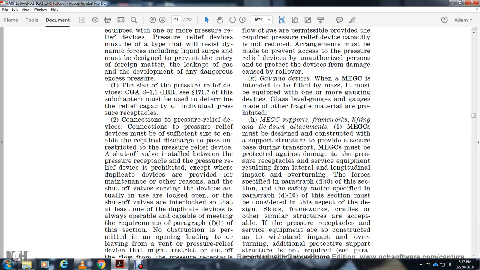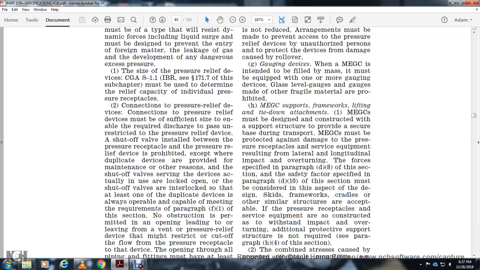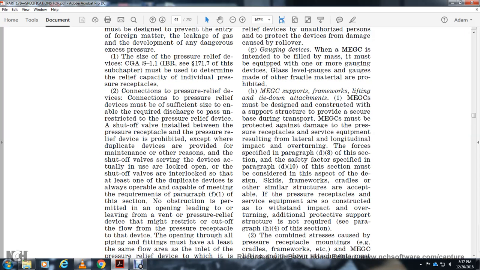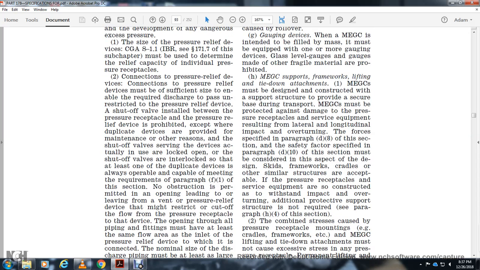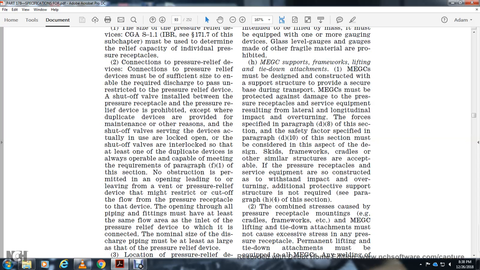No obstruction is permitted in the opening leading to the vent or pressure relief device that might restrict or cut off the flow from the pressure receptacle to the device. All piping and fittings must have at least the same flow area as the inlet of the pressure relief device to which they are connected. The nominal size of the discharge pipe must be at least as large as that of the pressure relief device.